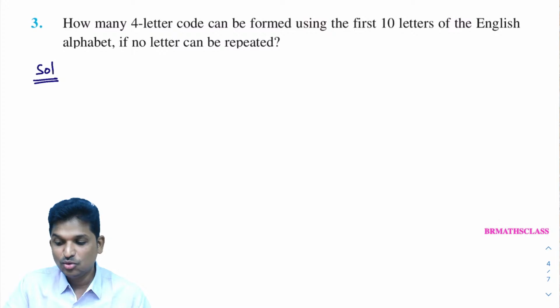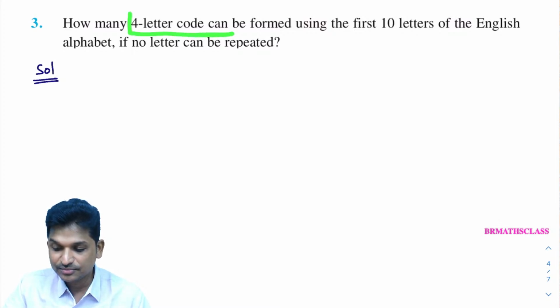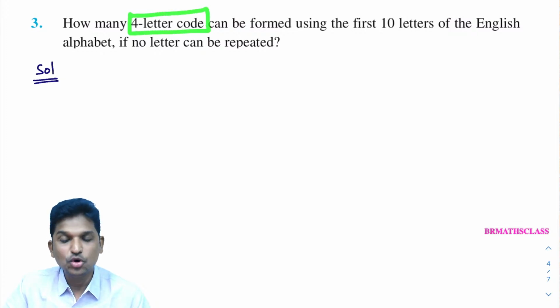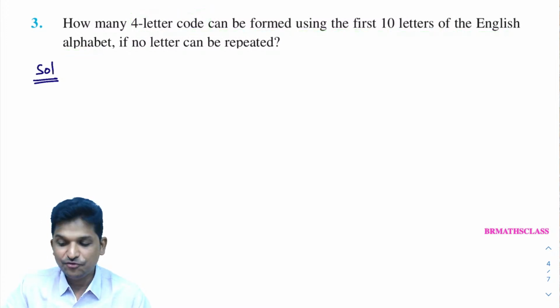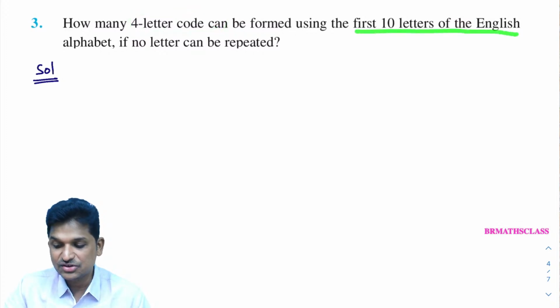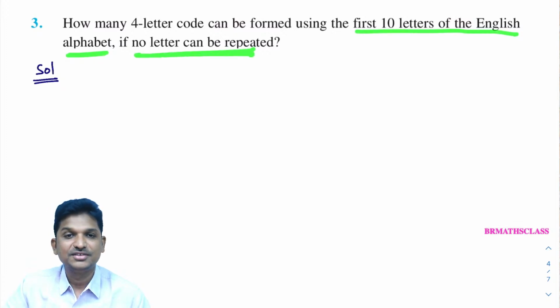What is question number 3? How many 4-letter codes can be formed using the first 10 letters of the English alphabet if no letter can be repeated? If no letter can be repeated, that means repetition of letters is not allowed.